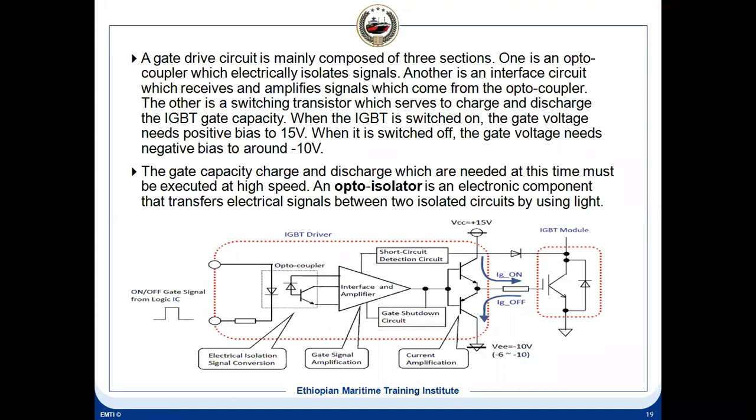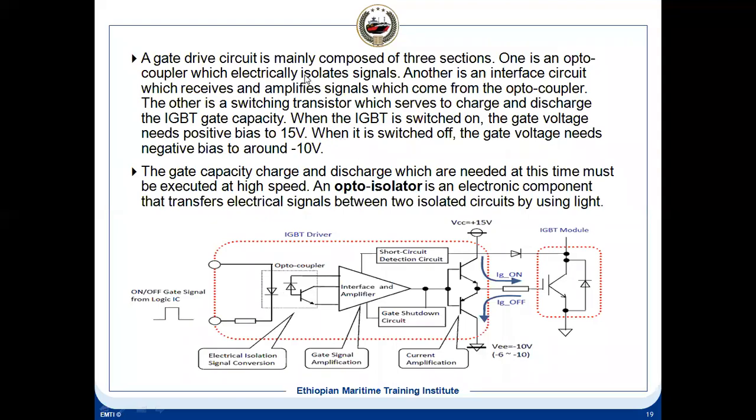It is an electrical component that transfers an electrical signal between two isolated circuits using light, like photocells. This optocoupler works on that principle. The signal is coming from here. It's a logic signal, the gate signal coming from here. This signal is coupled through the optocoupler to an interface amplifier.